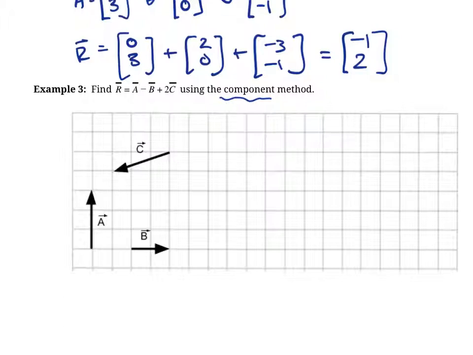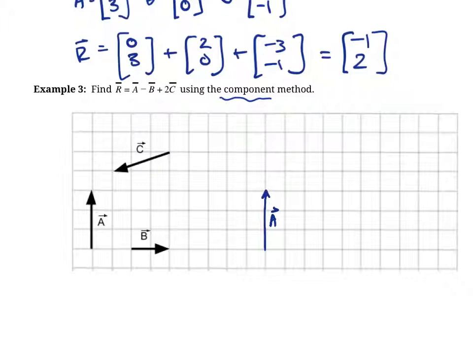R equals a minus b plus 2c. We're going to do it in both ways again and see which way you like better. So we're going to start off with a again. We're going to start off by adding a. A is just that, no problem. Then we're going to subtract b.